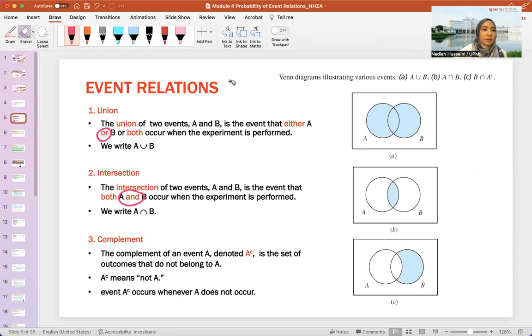Let me rephrase this example. I need a bigger sample space.